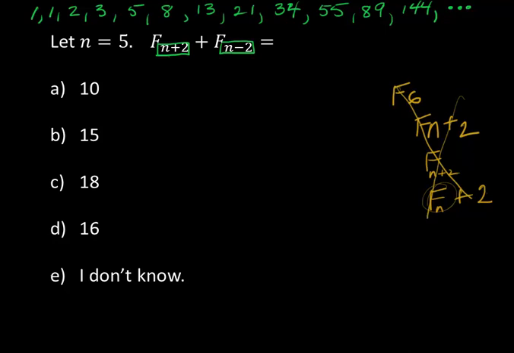So back to this problem. This problem was f sub n plus 2. Well, n is 5. So 5 plus 2 is 7. This is the 7th Fibonacci plus, and n minus 2. 5 minus 2 is 3, so that's F3. Now the 7th Fibonacci, if you count over, is 13. And the 3rd Fibonacci, counting over, is 2. And 13 plus 2, of course, is 15. So our answer is 15.